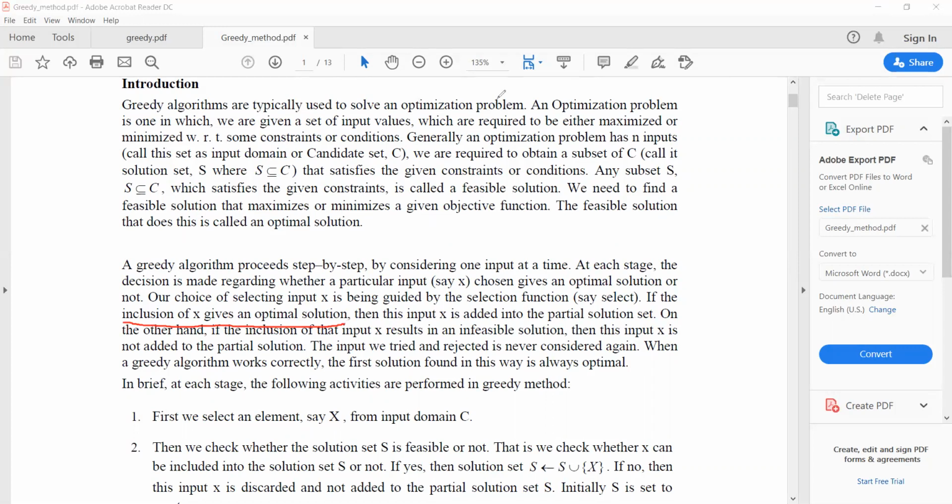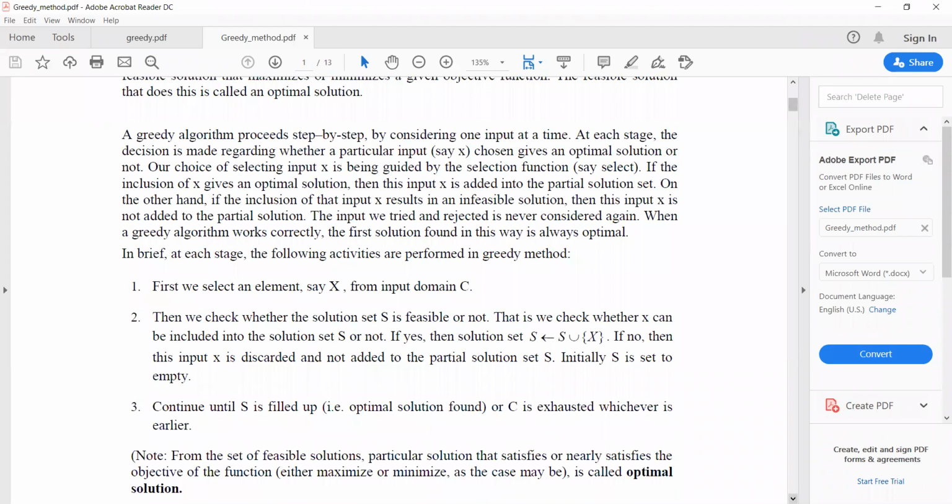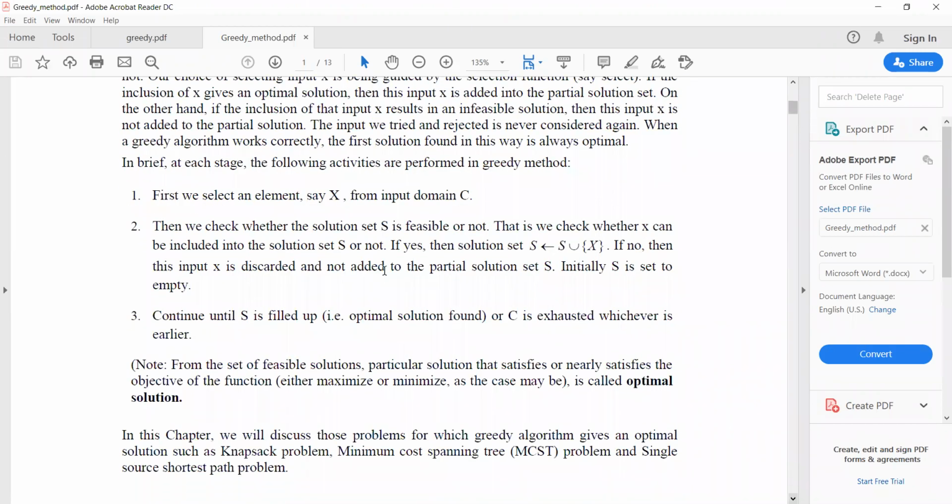There are a few steps we define in subsequent manner. First, select an element X from the candidate set or input domain C. Then we check whether the solution set is feasible or not. If we find that X can be included in the solution, then we include it into the set: S union X.